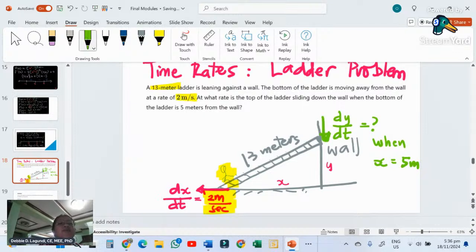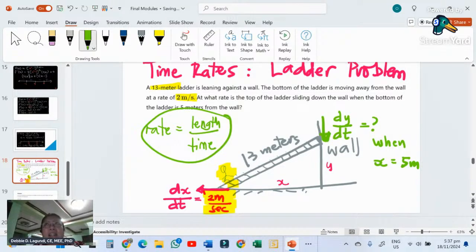A rate is always with a denominator of time. It can be a length over time, so meters per second, kilometers per hour, miles per hour, centimeters per second, and so on. So a rate always has time in the denominator.